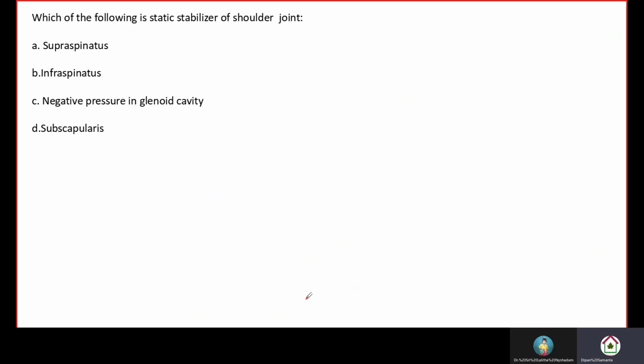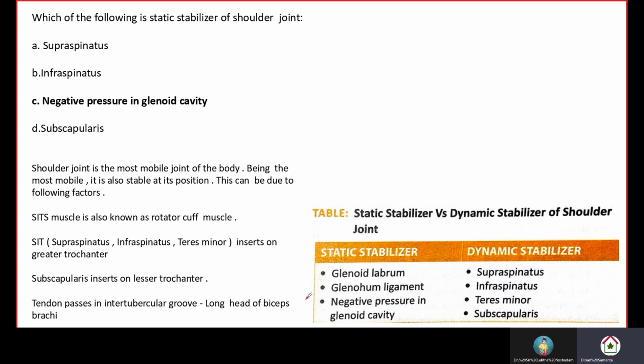Which of the following is a static stabilizer of shoulder joint? Supraspinatus, infraspinatus, negative pressure in the glenoid cavity, and subscapularis. We know all these four are stabilizers, but stabilizers of the shoulder joint can be divided into two parts: static type and dynamic type. So static is negative pressure in the glenoid cavity, like glenoid labrum, glenohumeral ligaments. These three are static, they do not move.